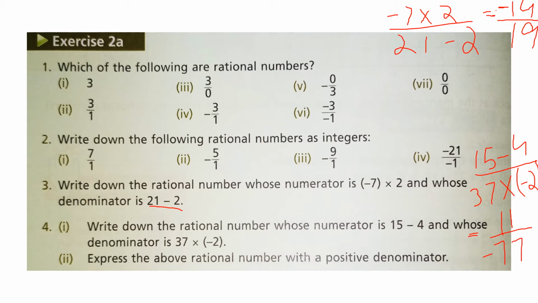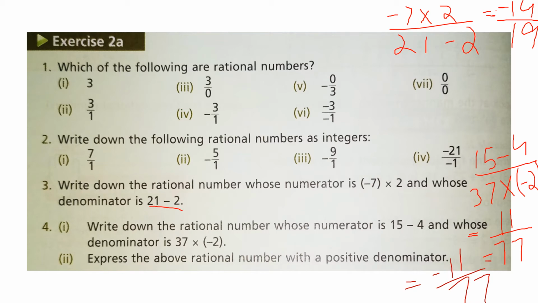In part 2, express the above rational number with a positive denominator. Okay, so here we have a negative sign in the denominator, so we will just move it to the numerator so that we can make the denominator positive. So it will be written like minus 11 by 77, because while writing a fraction it doesn't matter whether you write the negative sign with the numerator or denominator, it will remain with the whole fraction. So you can just move this sign to the numerator and the denominator will be positive in this way.